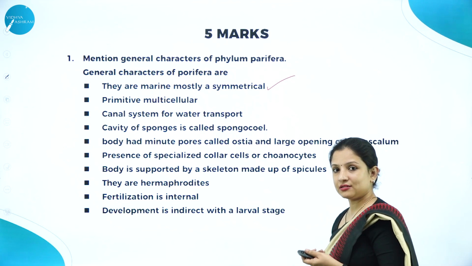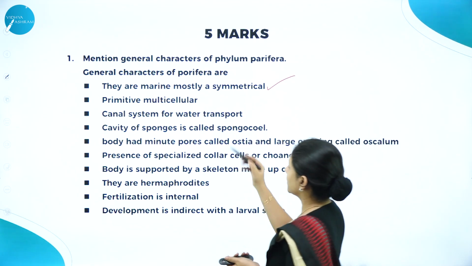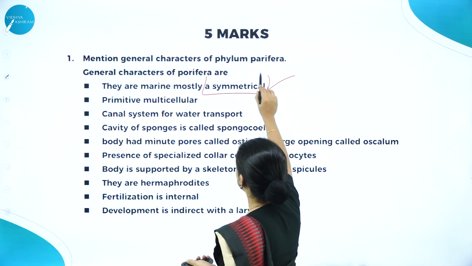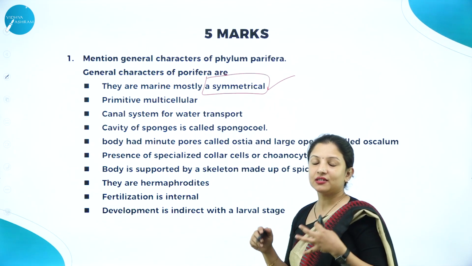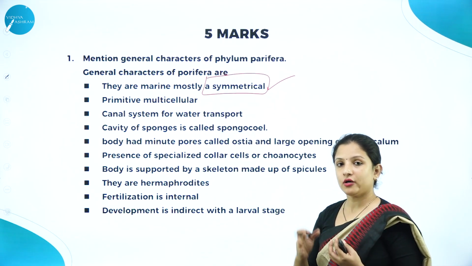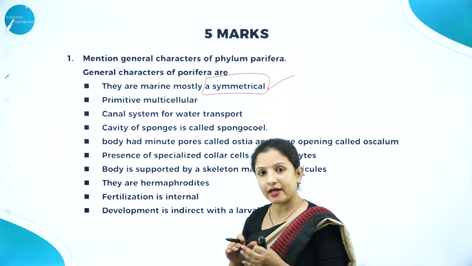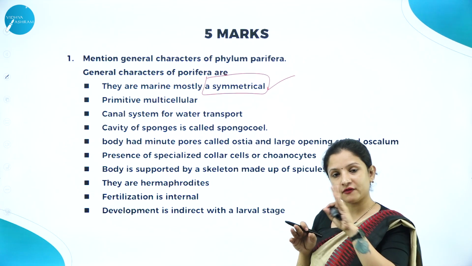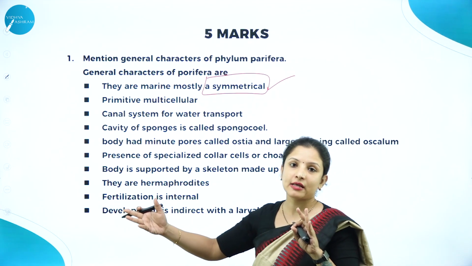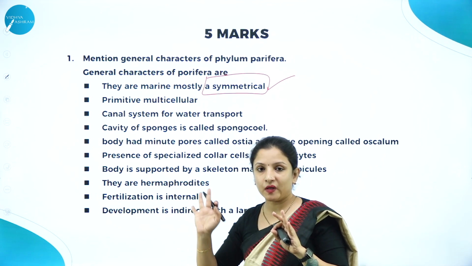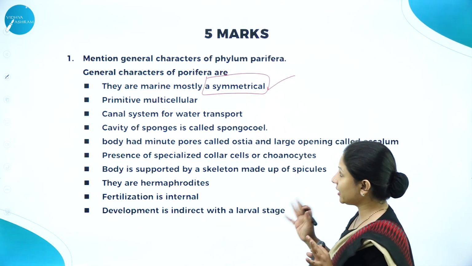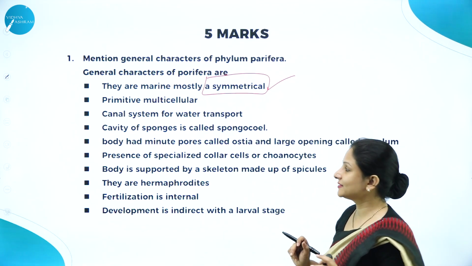The body is asymmetrical in nature. Asymmetrical means the body doesn't have a symmetry. You cannot divide the organism into two equal halves, which is one of the important characteristics of Porifera, because apart from Porifera, all the other organisms exhibit symmetry, be it radial or bilateral. It is only Porifera that doesn't exhibit any symmetry.